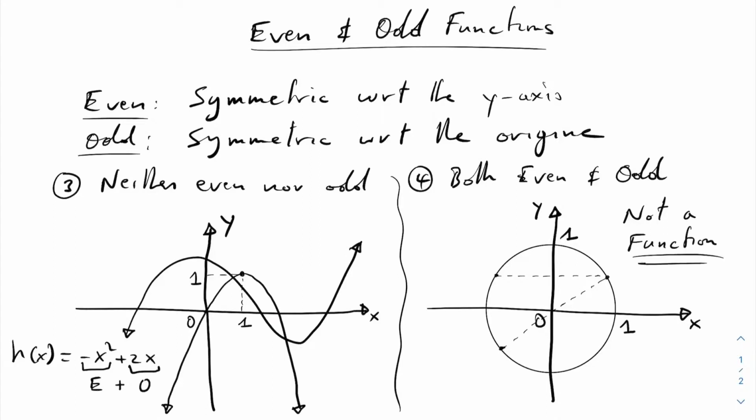As you can tell, this particular circle fails the vertical line test, as if I draw a vertical line here, you can see that it cuts the graph at two different places, which means that this particular x input has two outputs, which is more than one, which is not good for functions. So basically, you can have a graph that is both even and odd, but that graph is not going to be a representation of a function at all.